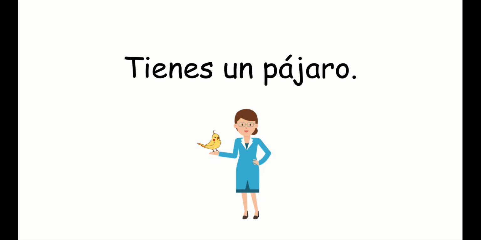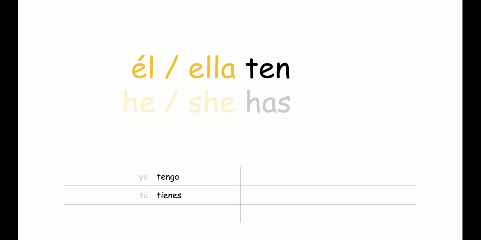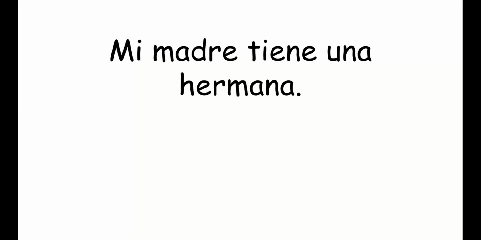Tienes un pájaro. When conjugating tener for él or ella, you are also going to add that same I in the same place. So tien, and then you can add the normal ending, e. So tiene, él tiene, or ella tiene means he or she has. For example, mi madre tiene una hermana. My mother has a sister.